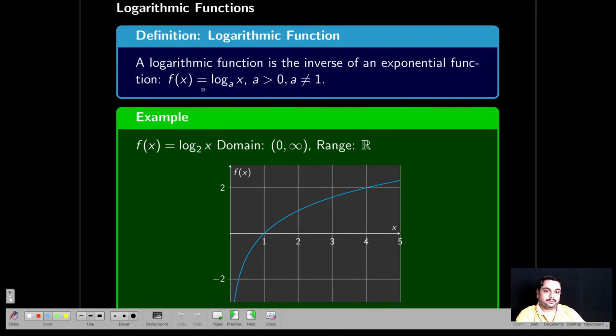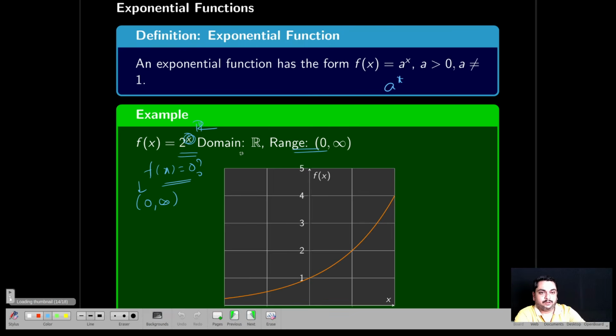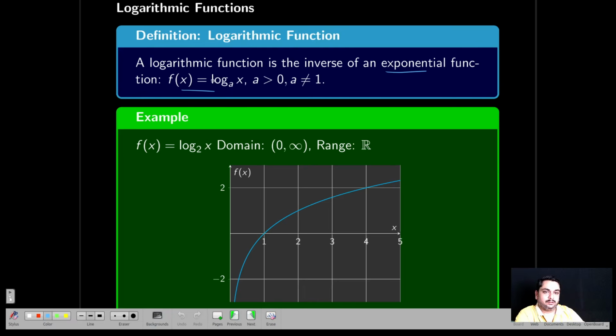Next is logarithmic. The logarithmic function is the inverse of the exponential function. So you take the log for this function, both sides, then you'll get a logarithmic function. So what is this? Log x to the base a, and a should be greater than 0. a cannot be equal to 1. Why? Log 1 is what? If I divide log x by log a, so log a equal to 1, what will happen?